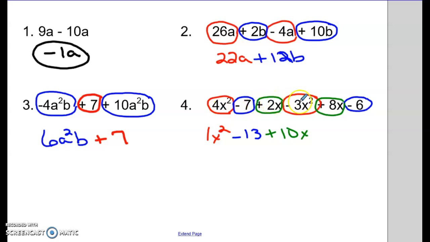So 1, 2, 3, 4, 5, 6 terms have been simplified into 3 terms total. And actually in algebra, you don't even write the 1 in front of the x squared. It's understood that there's a 1. So this is the correct way to write the answer, but either is acceptable. That's an x, 10x. Either one of these is correct, but this one is really correct.